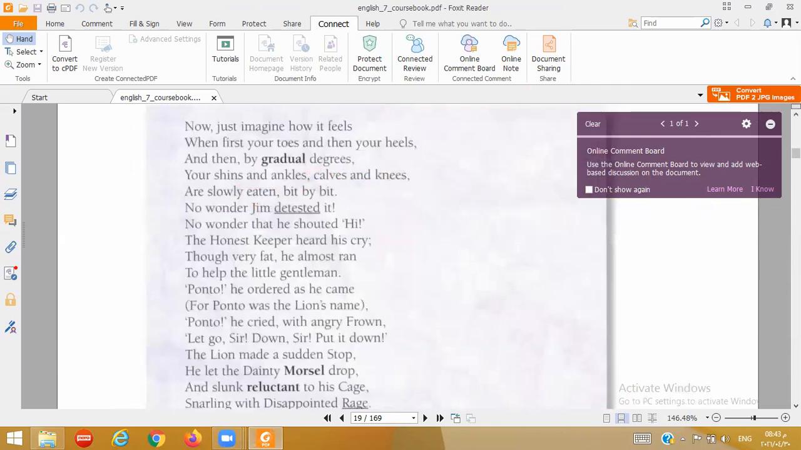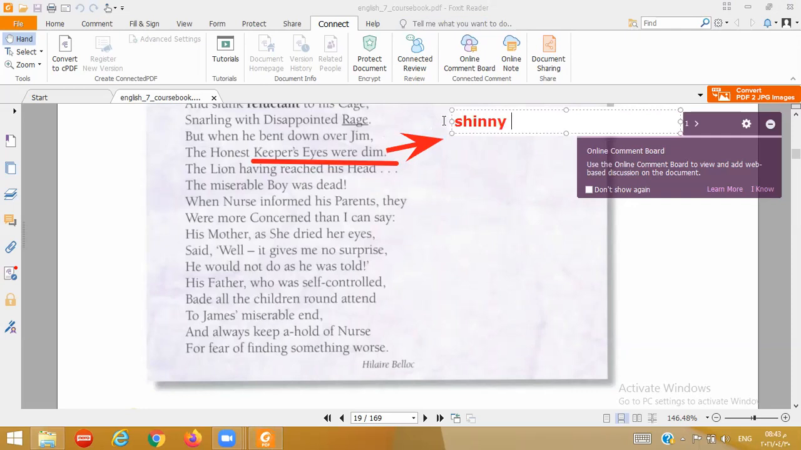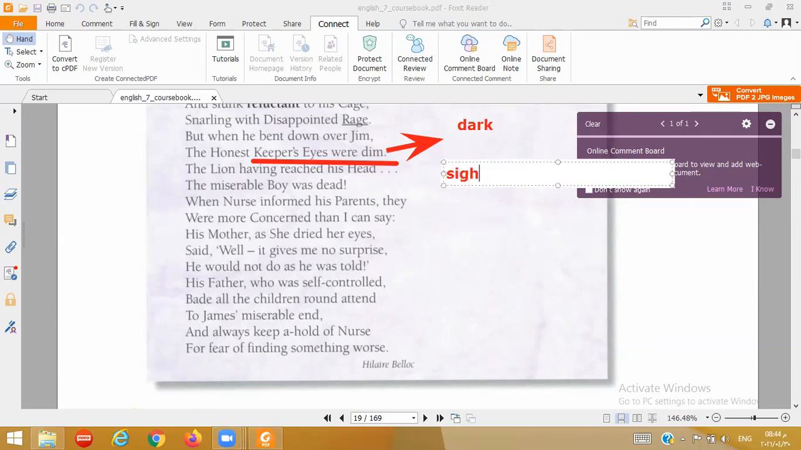Red is also something you can see. It's a sight word. There was a word here called dim, and I thought dim means shiny. Here, see, the keeper's eyes were dim. No, it's the opposite. Dim means lower the light, dark, or make it darker. So that is a sight word. Okay.